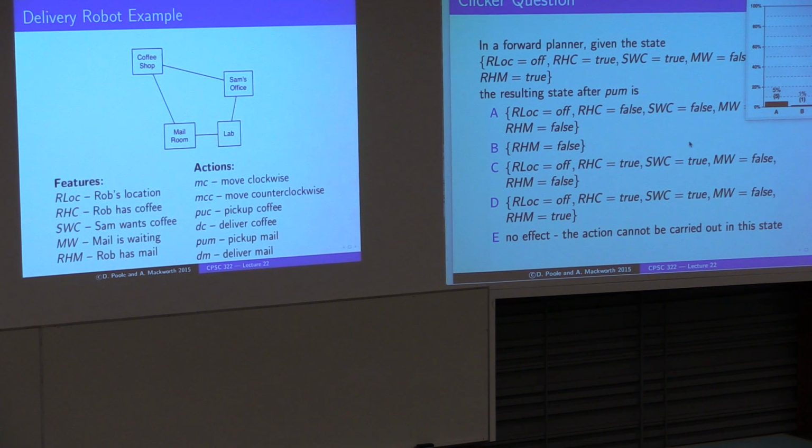Okay, does that make sense? So everyone can do a forward planner now. It's just repeating this over and over into search space, okay? Any questions about how this forward planner works?